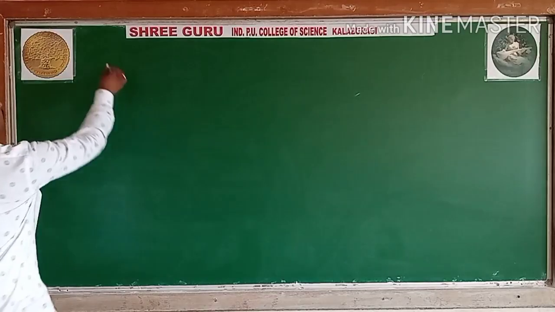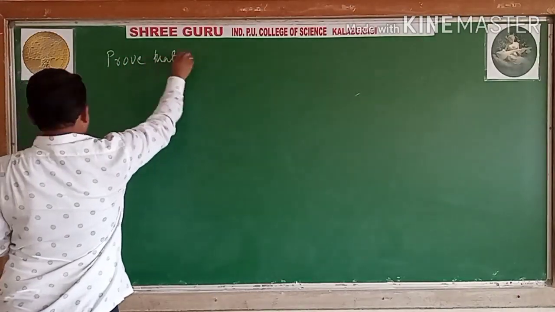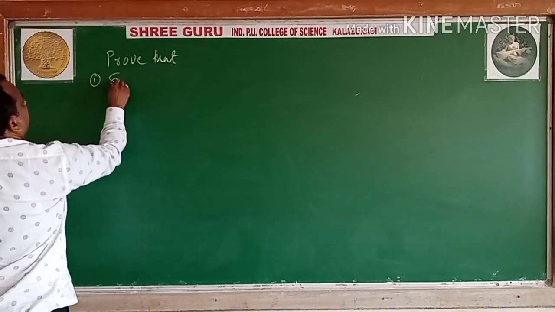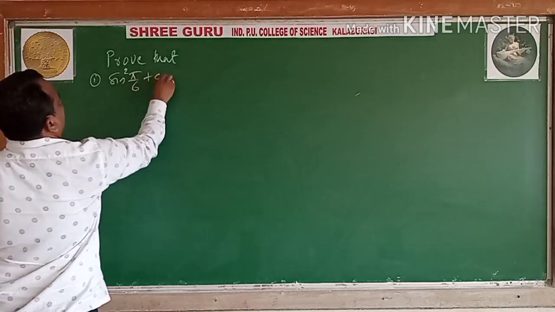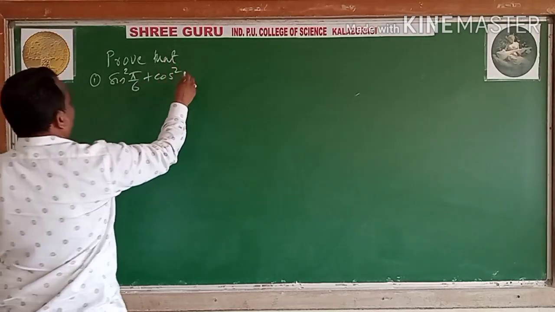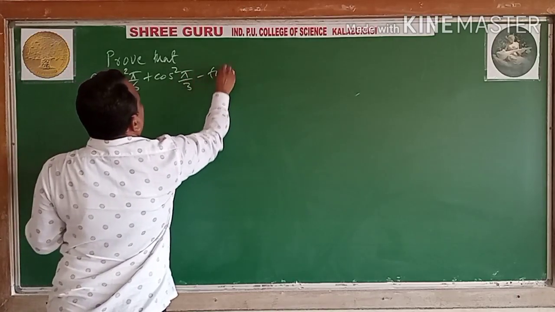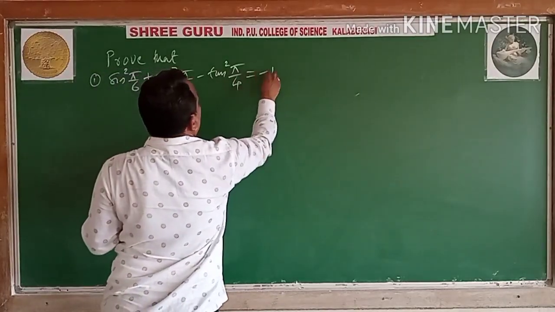Prove that the following. First one: sin square of pi by 6 plus cos square of pi by 3 minus tan square of pi by 4 is equal to minus 1 by 2.